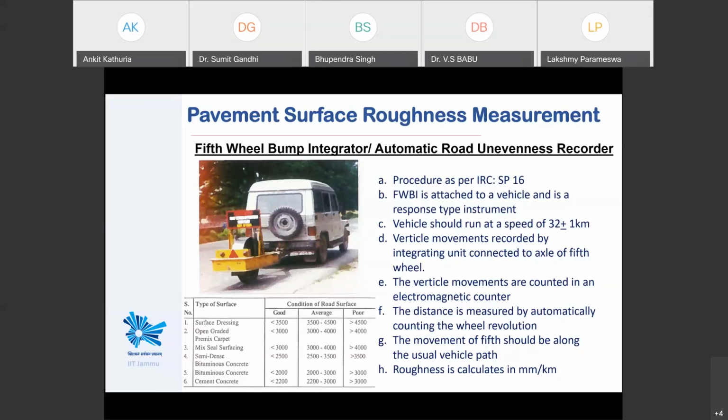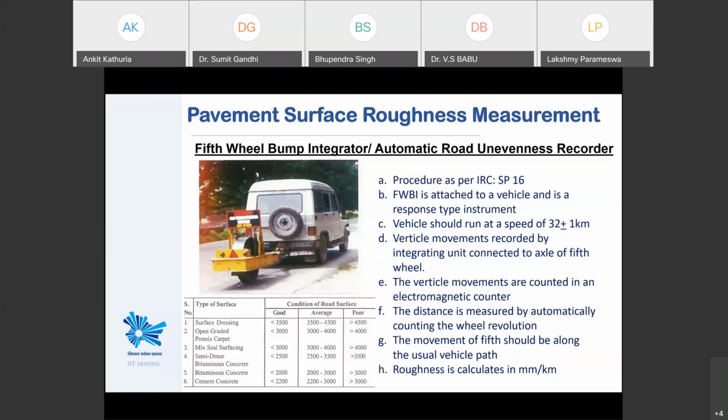There are two or three important points which need to be kept in mind while carrying out this experiment. The first thing is that the movement of the fifth wheel should be along the usual vehicle path to the best possible extent, both for the upstream and the downstream.